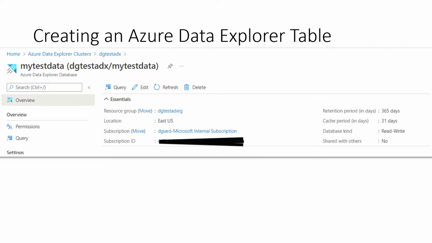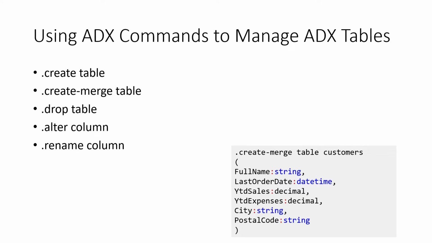There are actually command line tools for doing this as well. So here's the command line tools: create table, create merge table. The difference between those two is that create table will fail if the table already exists, whereas create merge table will not fail if the table already exists. There's things like dropping a table, altering a column, renaming a column. Over here on the right, there's a sample syntax for creating a table called customers with these 6 fields in it. And you can see it supports data types for these. So there's a little bit of schema. Again, I won't call it a NoSQL database, but it is a lot faster than a traditional relational database.